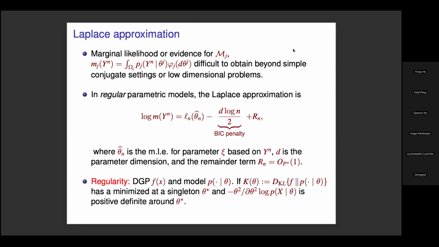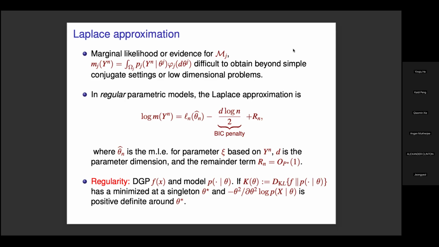The marginal likelihood appears as a normalizing constant of the posterior. That's the very reason we started out with variational inference. So this is typically difficult to obtain, again, beyond simple settings. So we often use expansions, higher order expansions of the log marginal likelihood to approximate it.